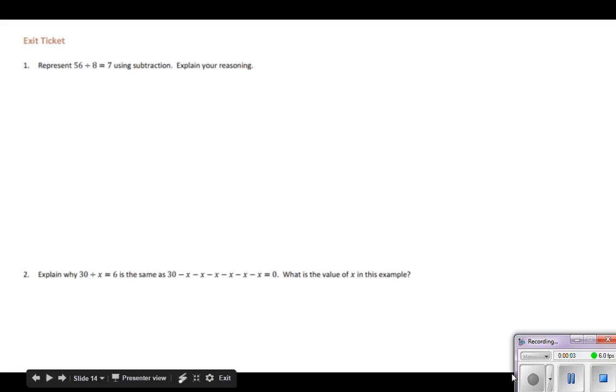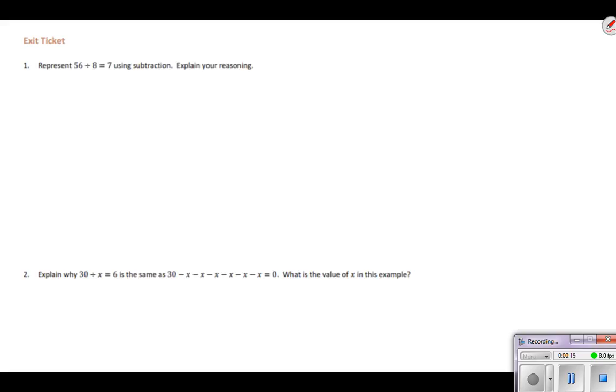Hi everybody, this lesson is on the relationship of division and subtraction. So we're going to show two examples on how they are related. Starting with a division problem, 56 divided by 8 equals 7. We're going to represent that using subtraction.